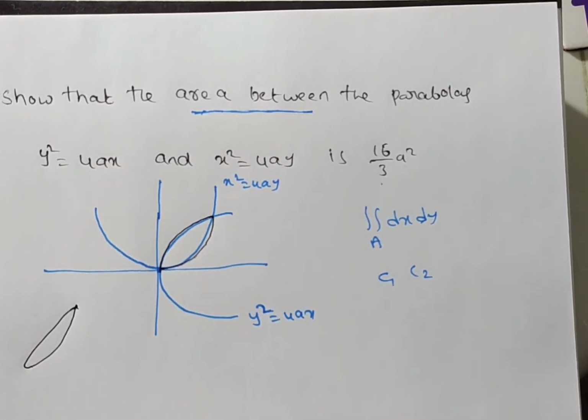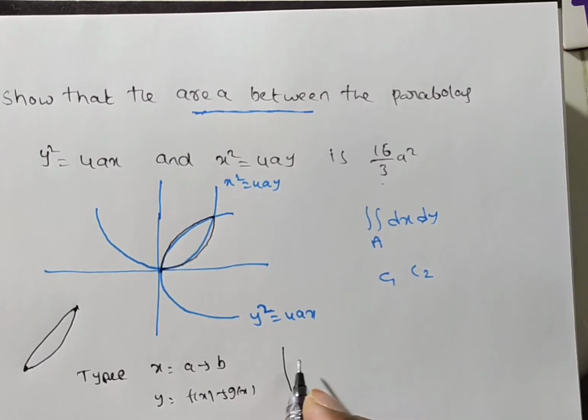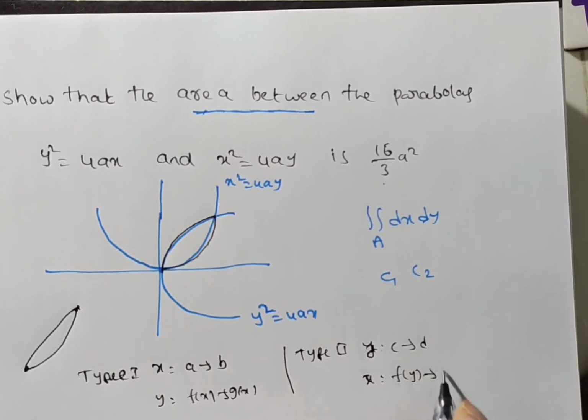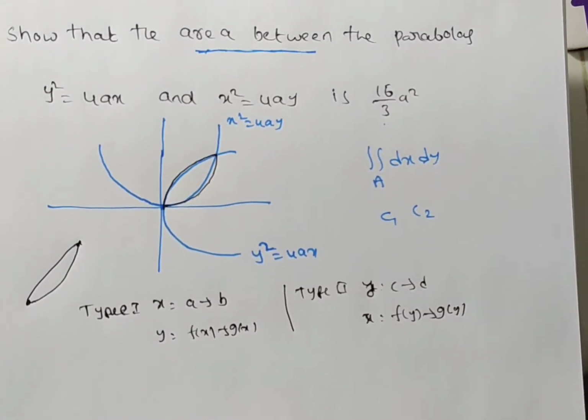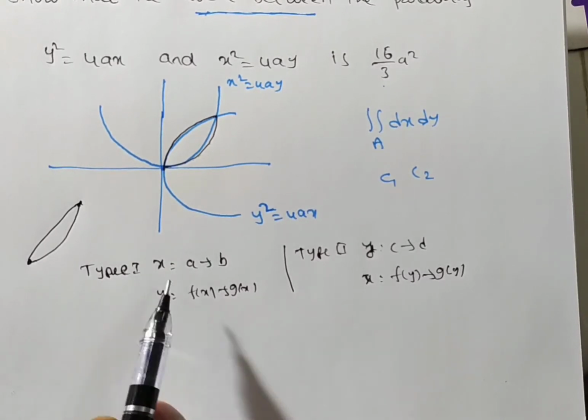In this region, what we require are the limits of the curve along the x axis and y axis. So here we can do two cases. Type 1: x is from a to b, and y is from f of x to g of x. Or else type 2: in this case you take y as the independent variable, and x is dependent on y, that is from f of y to g of y. Any one of them you can take, any method you can do, but I am solving only one method. The rest you can try if you want, but you will get the same answer. In this case I am taking x as the independent variable.